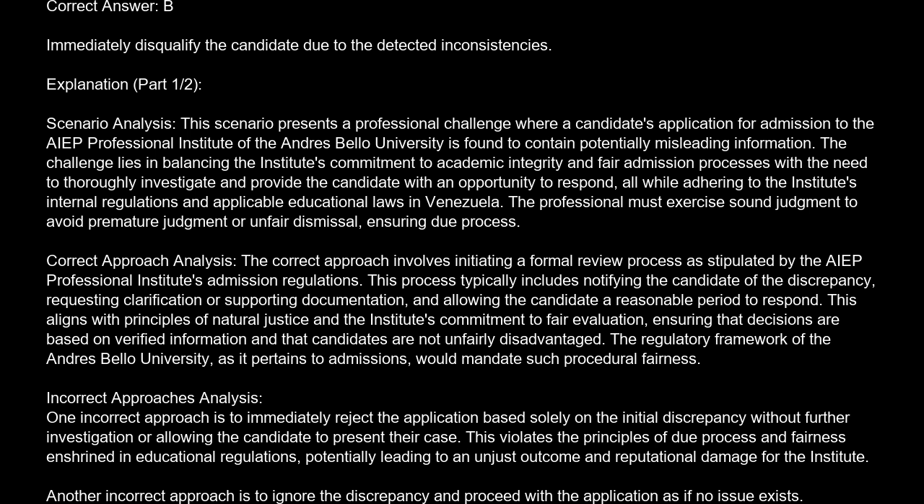Incorrect approaches analysis. One incorrect approach is to immediately reject the application based solely on the initial discrepancy without further investigation or allowing the candidate to present their case.